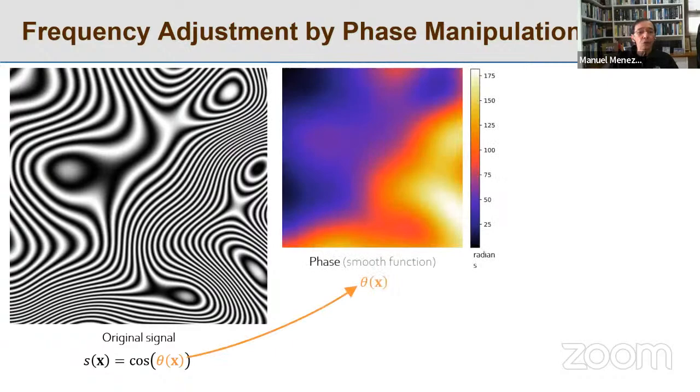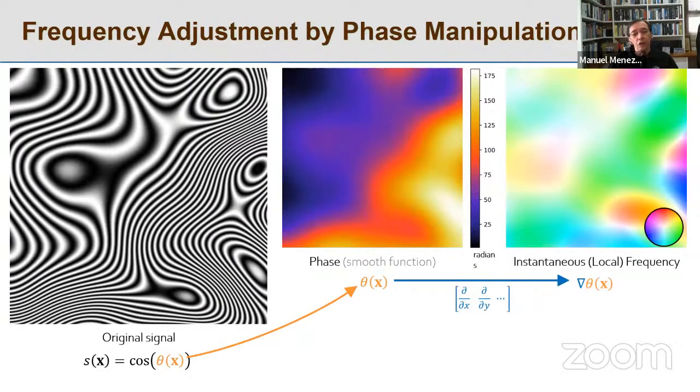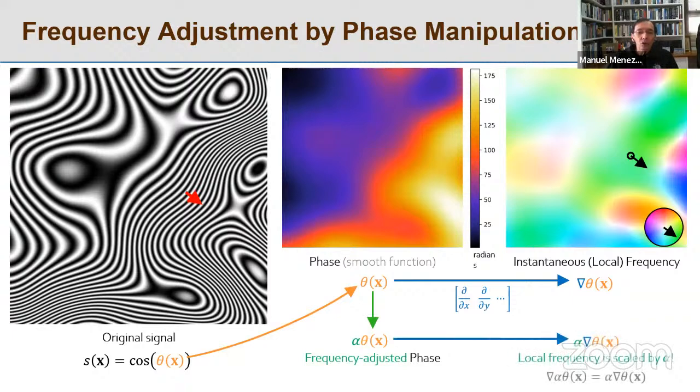So we need this smooth phase function. But as I already told you, if we compute the gradient of this function, we'll be obtaining the instantaneous frequencies. And this will give me not only some amplitude, but also direction associated to the wave. So it's telling me how the wave is moving. But more importantly also, remember that if I scale this phase function, I will be indeed also scaling the gradient. Therefore, I'm scaling all the frequencies. And this is what allows us to very easily, by just using a simple scalar value to multiply the phase function, obtain very smooth increase or decrease of the frequency content.